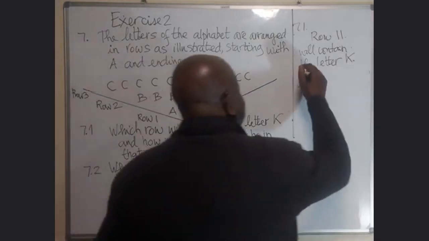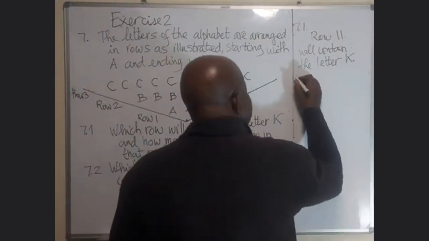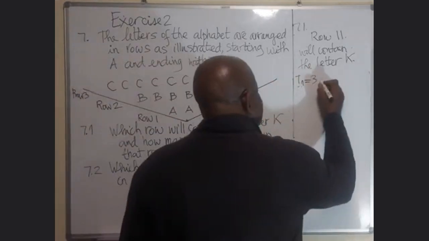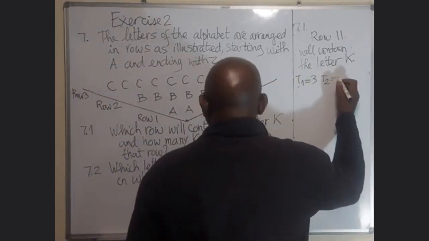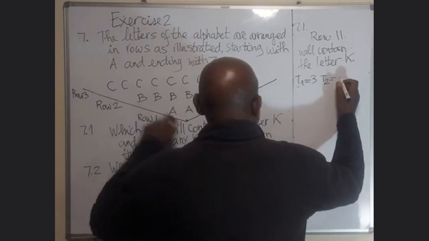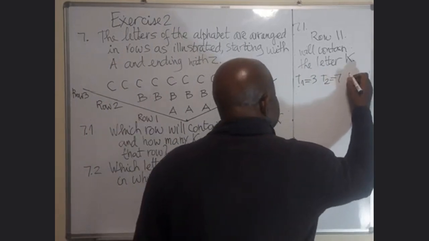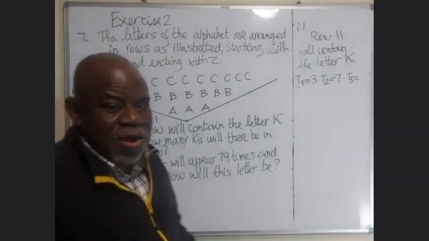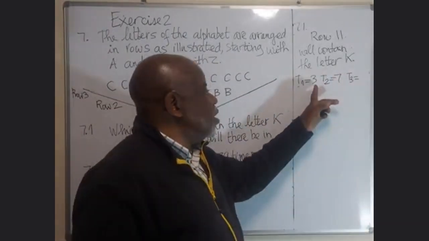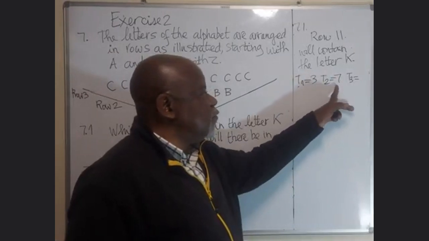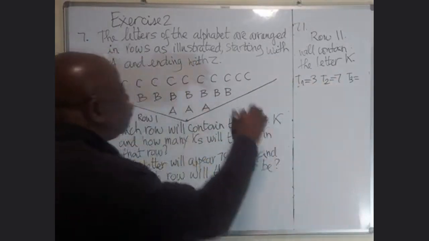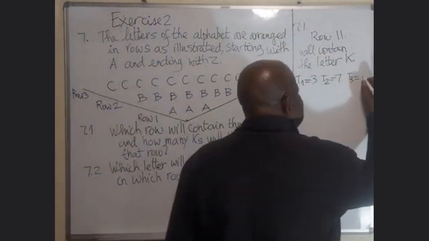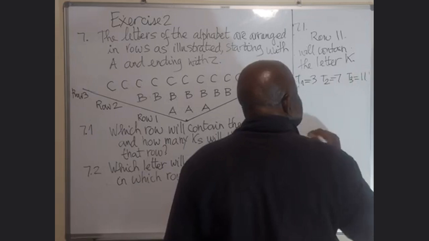So we're going to start by considering our sequence. T1 is going to be 3, as we have 3 A's, and T2 is going to be 7, as we are having 7. As you can see, our common difference from 3 to 7 is 4. The next one is going to be 11. We're having 11 letter C's, so T3 will be 11.